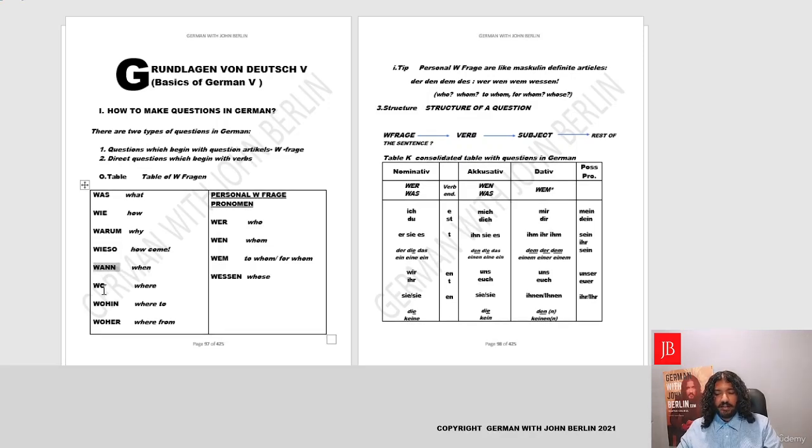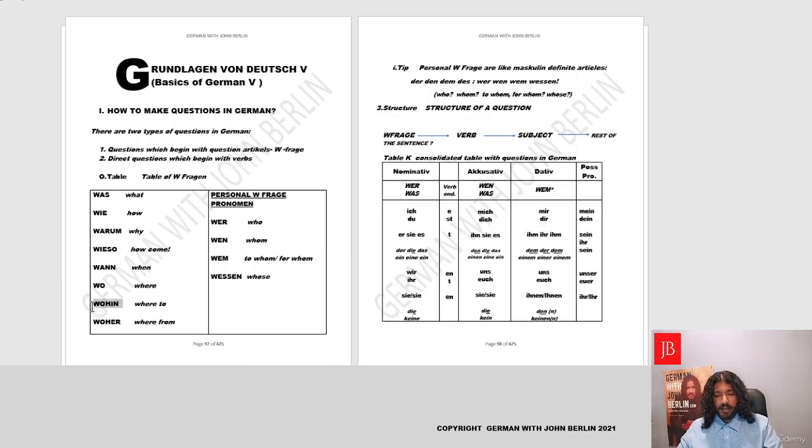Wann? Now this is just like in English you say when. Wann ist dein Geburtstag? When is your birthday? Wo? Now this is related to the position. Where are you? Yes. Now wohin? This is also related to the position, but when you're traveling in that direction. So where to? And then woher? Woher kommst du? Like from where do you come? So it's also related to position.